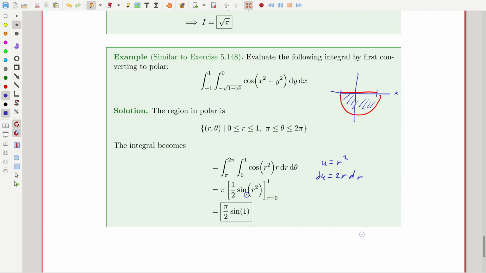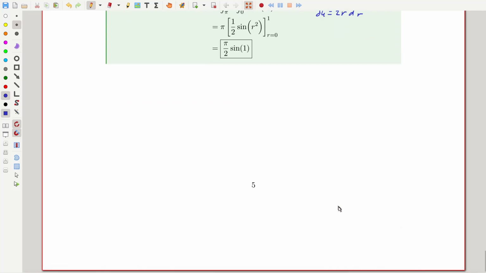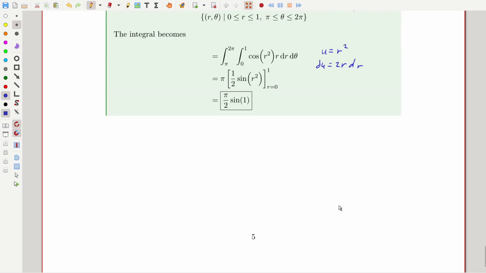And then this evaluation is straightforward, right? Plugging in 1 gives you sine of 1, which is the only term that sticks around. Sine of 0 is 0. Okay, so hopefully that clarifies this topic. All right, that's all I've got.